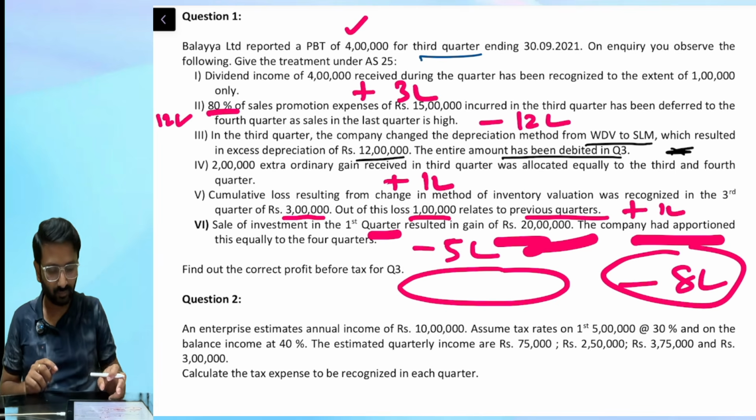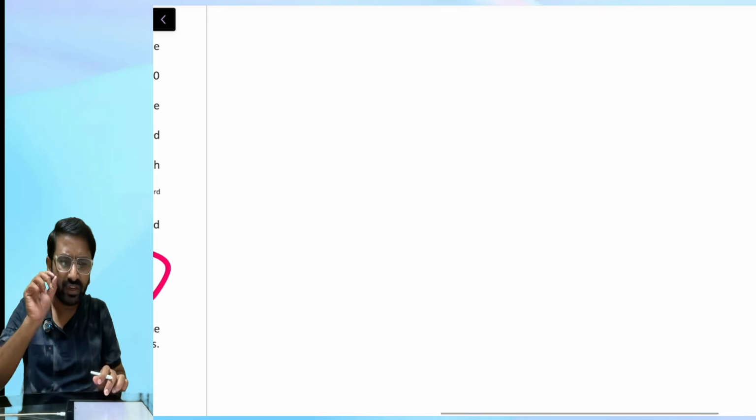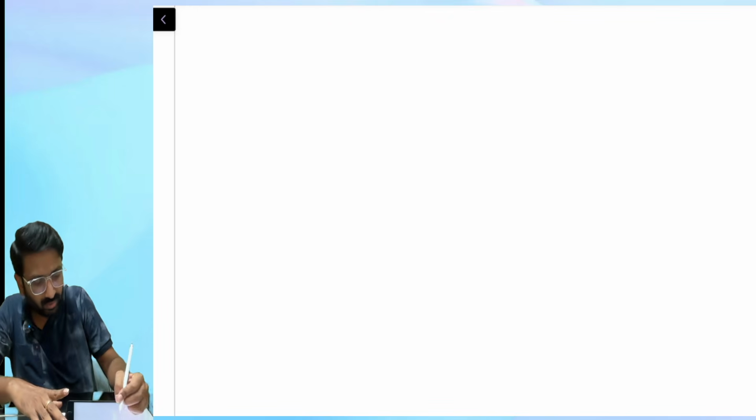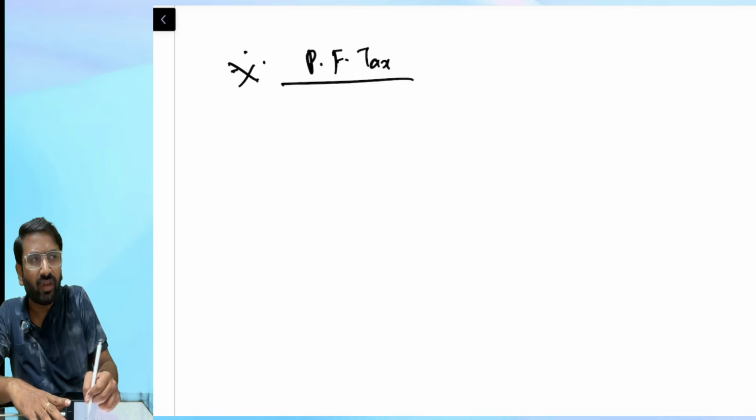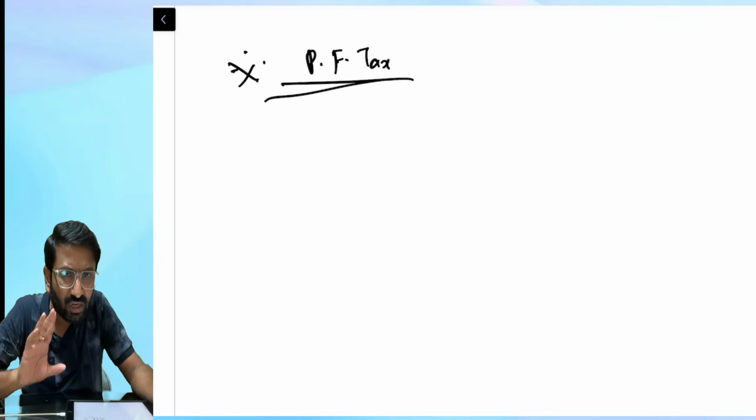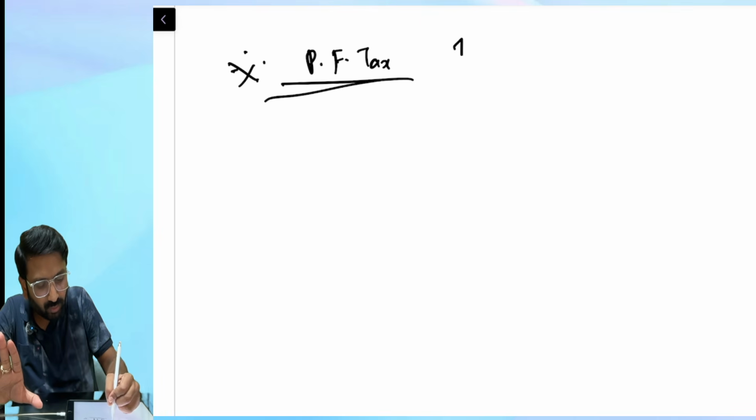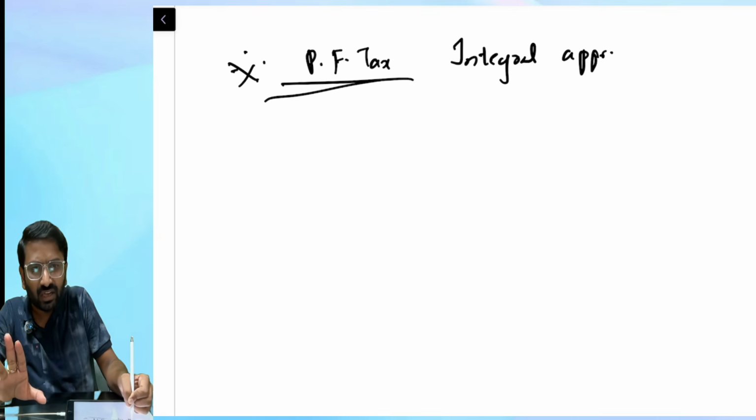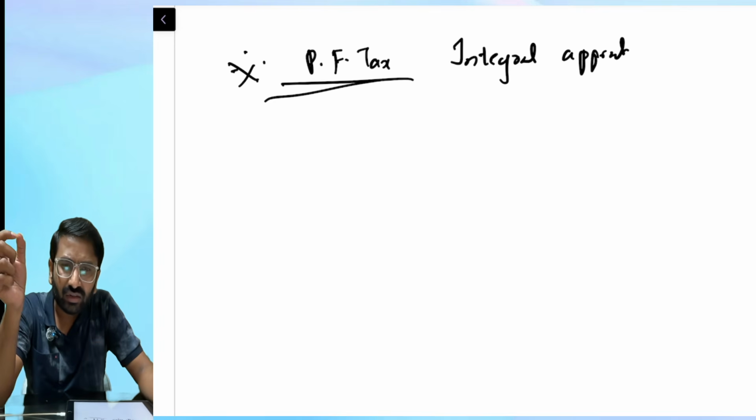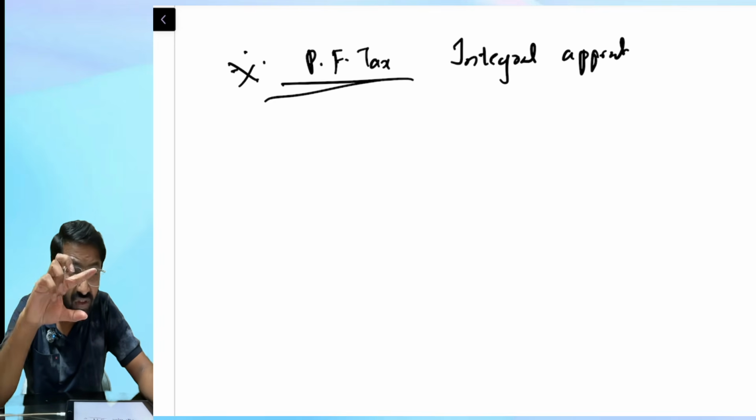Okay. And there is one more very important concept. Normally, when you are following Accounting Standard 25, we follow the discrete approach, correct? But there is one exception to that, that is provision for tax. When you are finding out provision for tax, we don't follow the discrete approach, we follow something called the integral approach. And when I say integral approach, we treat the quarter as a part of the entire year.